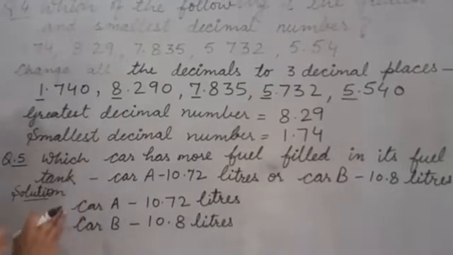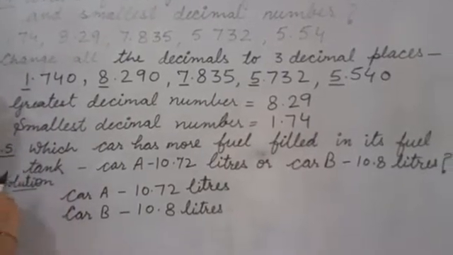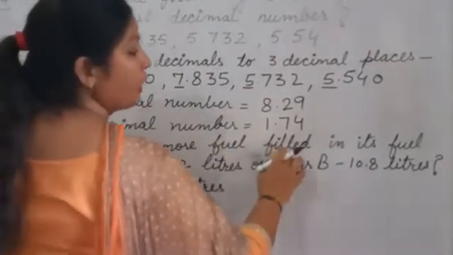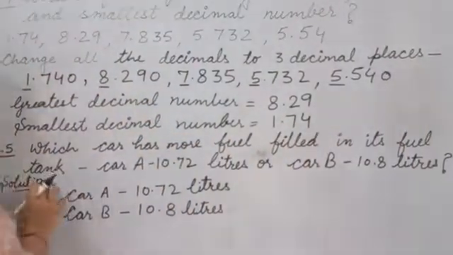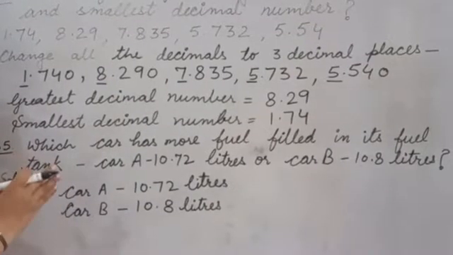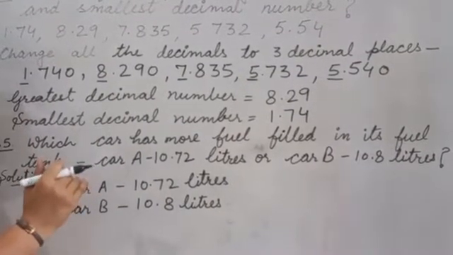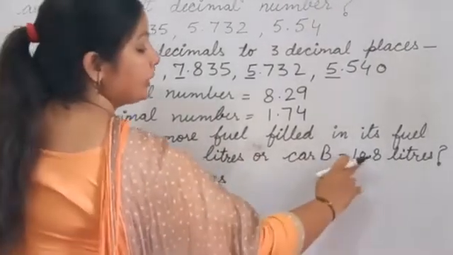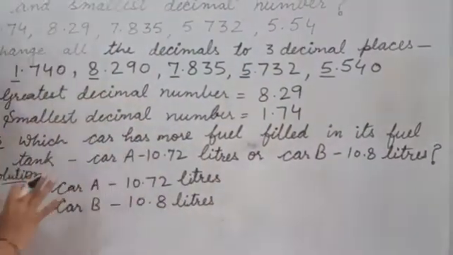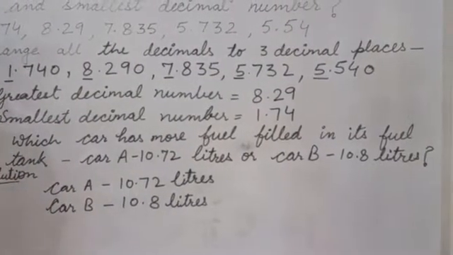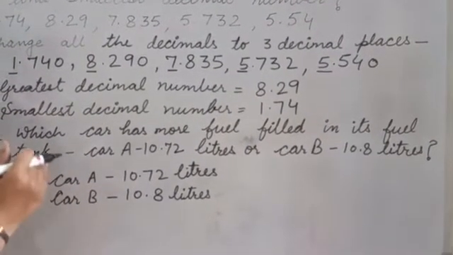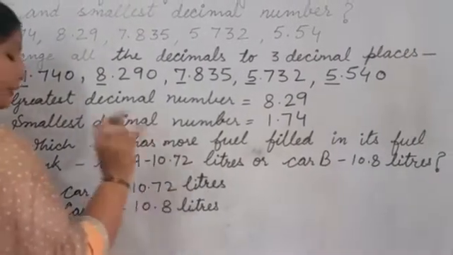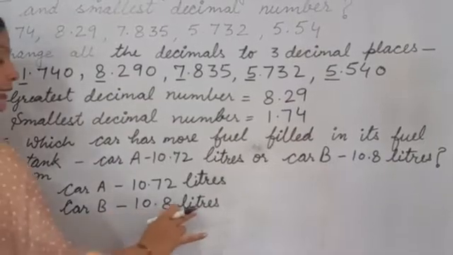Now next is question number 5. Which car has more fuel filled in its fuel tank? Car A has 10.72 liters and car B has 10.8 liters. You have to tell which car's tank has more fuel. So the solution will start. Car A 10.72 liters and car B 10.8 liters.